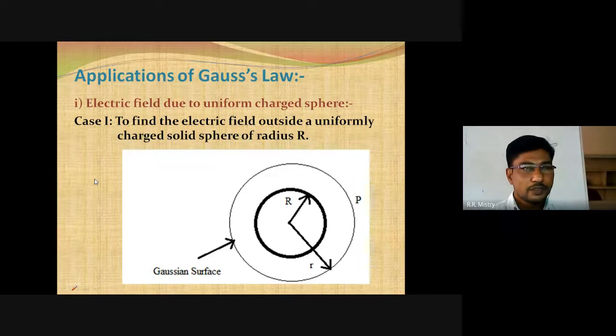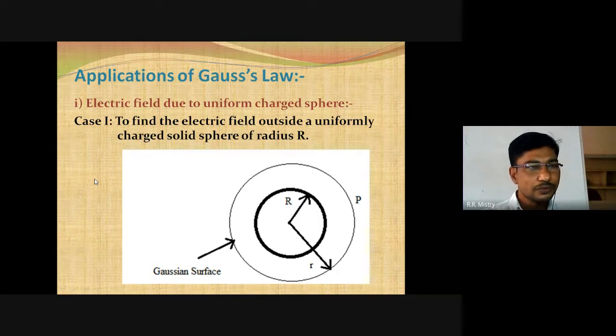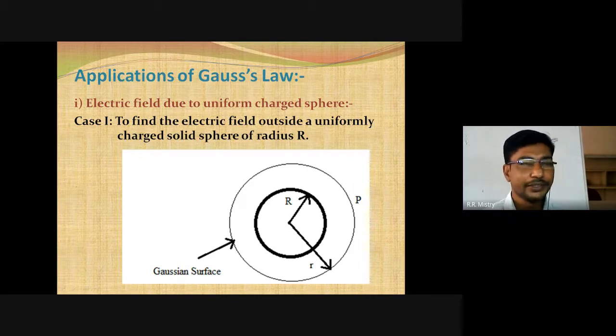Okay. Today we will discuss application of Gauss law. Last period we saw the Gauss law in differential form as well as integral form. Today we discuss the applications of Gauss law. The first application is the electric field due to a uniform charged sphere. You have to find the electric field due to the uniformly charged sphere.